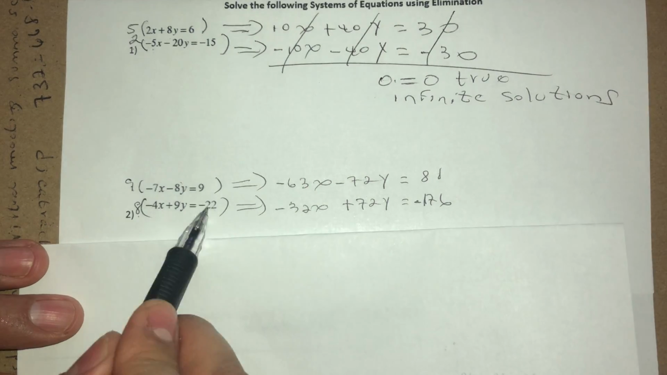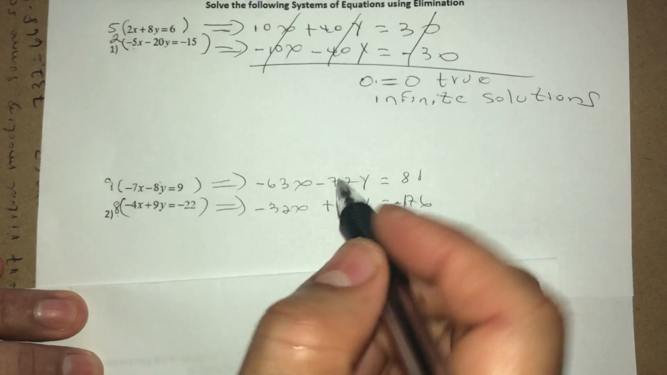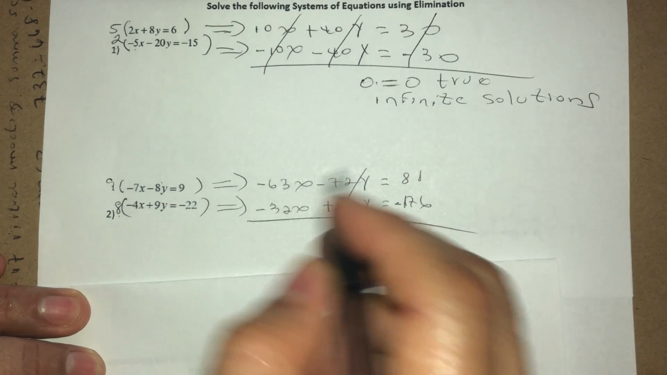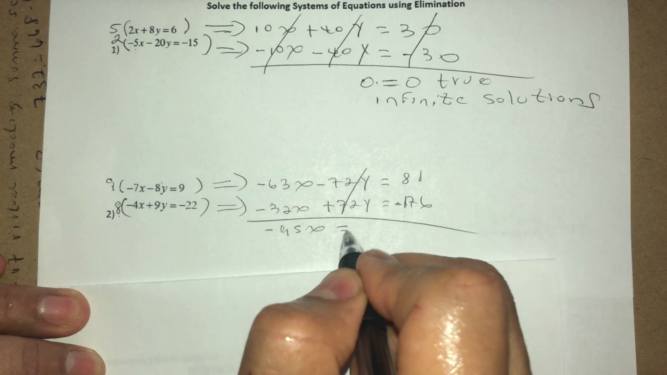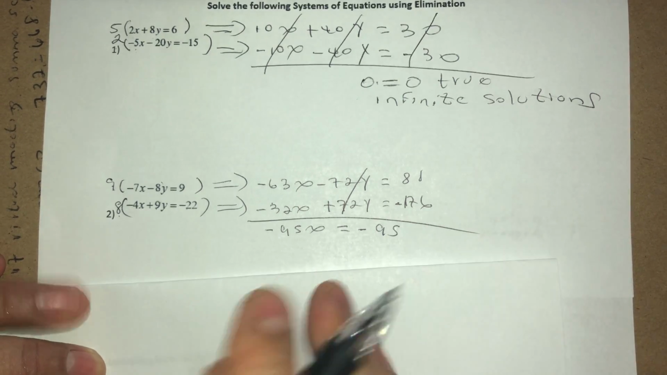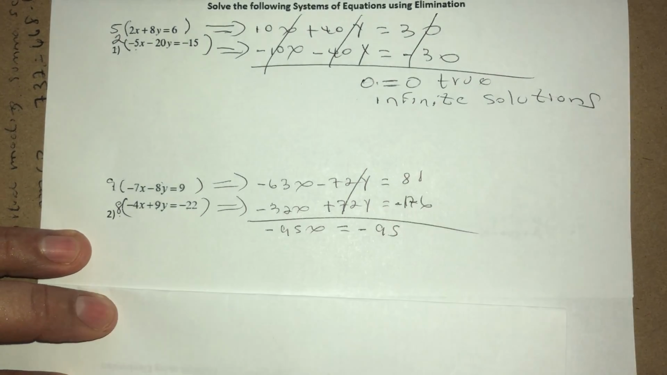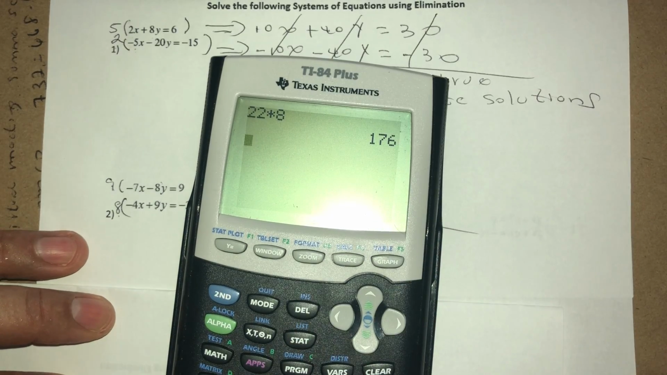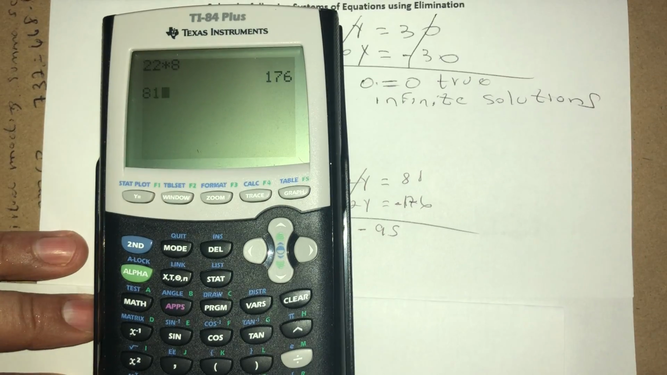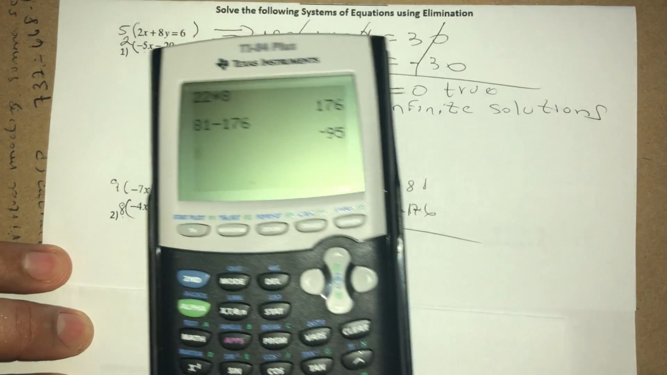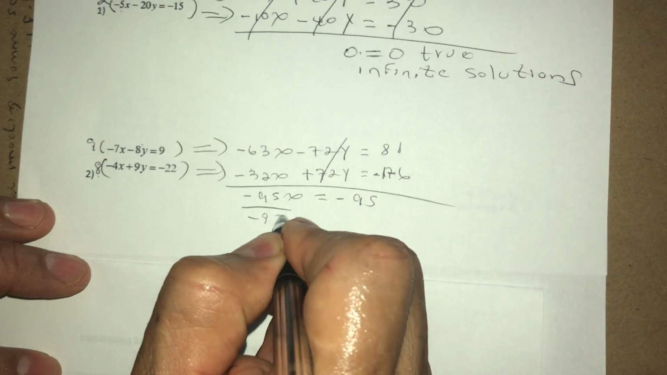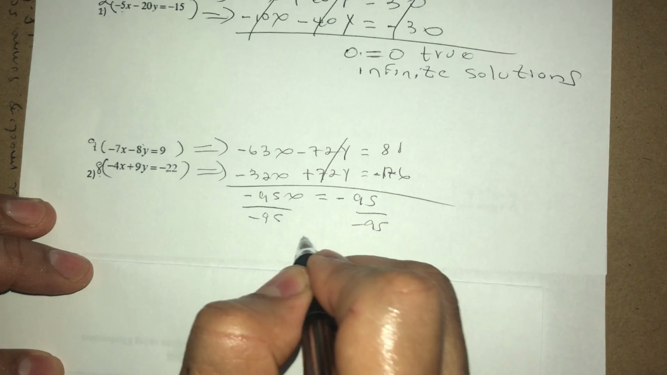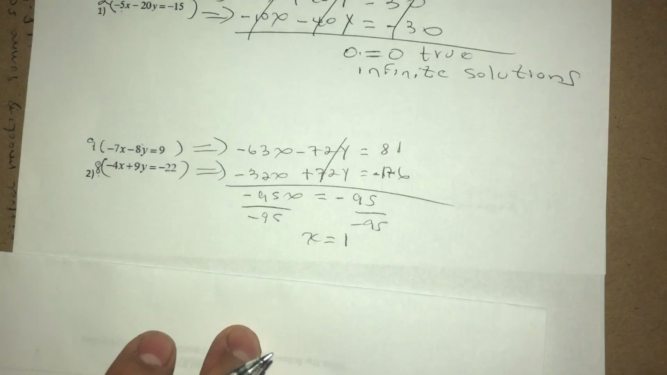Okay, 8 times negative 22 is negative 176. Now I eliminate my y, right? And I will have negative 95x. And when I subtract this, I also get negative 95, because 81 minus 176 gives you negative 95, all right? Now we divide by negative 95 on both sides. X equals positive 1.